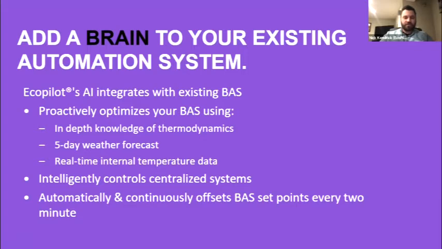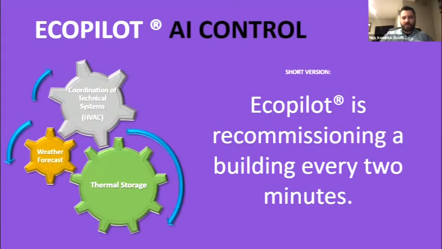EcoPilot runs its algorithm every 2 minutes to optimize BMS set points in order to align with the new building balance point temperature. EcoPilot intelligently controls supply temperatures and set points to centralized systems such as boiler loops, chiller loops, and AHUs, and it is able to enable or disable these systems as needed. If VFDs are in place, it will also offset air and pump flows. Better alignment of these systems ensures efficient operation and balanced comfort. Systems that are proactive rather than reactive ensure improved indoor climate for occupants and significant energy savings. So in short, EcoPilot is recommissioning the building every 2 minutes, 24/7, 365.